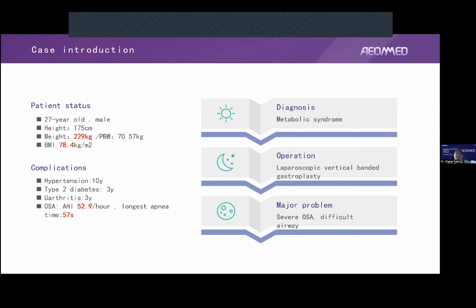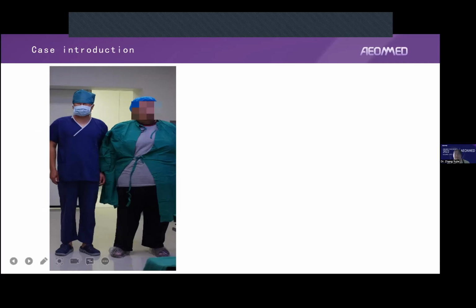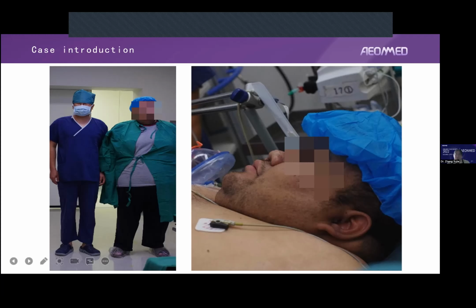Okay. This is a picture of the patient. The doctor standing by him is my colleague, Dr. Wan, who performed anesthesia for the patient along with Dr. Hong. He is already a very strong man, but we can see the patient's size is nearly 2 times that of Dr. Wan. And when he lies down, we can hardly see his neck. So that will definitely cause severe OSA and cause difficulty in intubation.